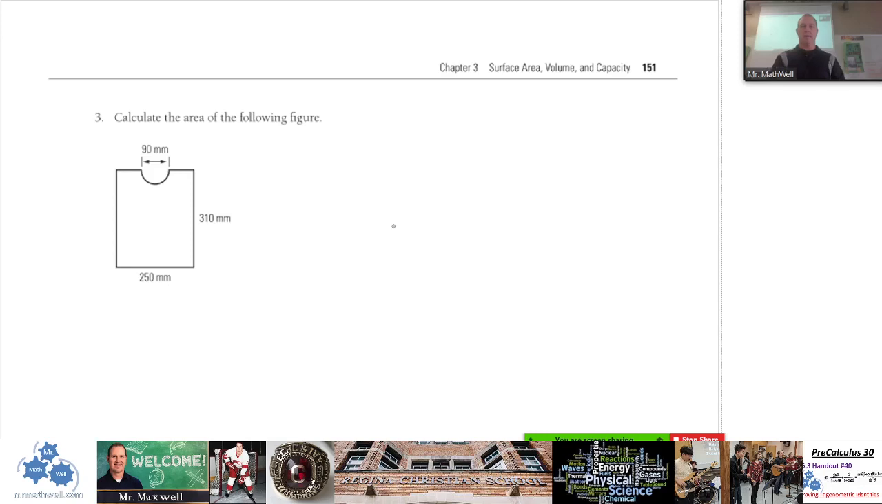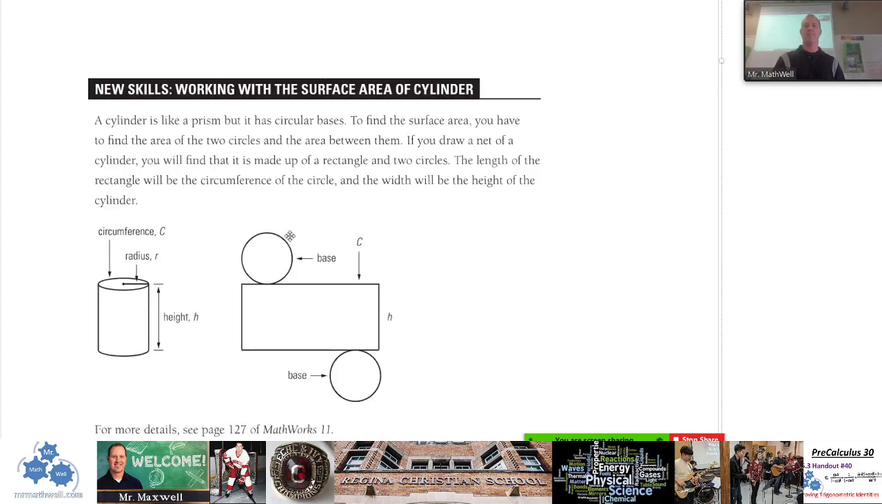All right, what's next here? This would be some kind of figure that you would have to find the surface area for. And again, you see a rectangle with a half of a circle cut out. So you're going to have to take pieces at a time, find the area of the rectangle, subtract the area of half the circle that would fit in there, right? Half of a circle would take out.